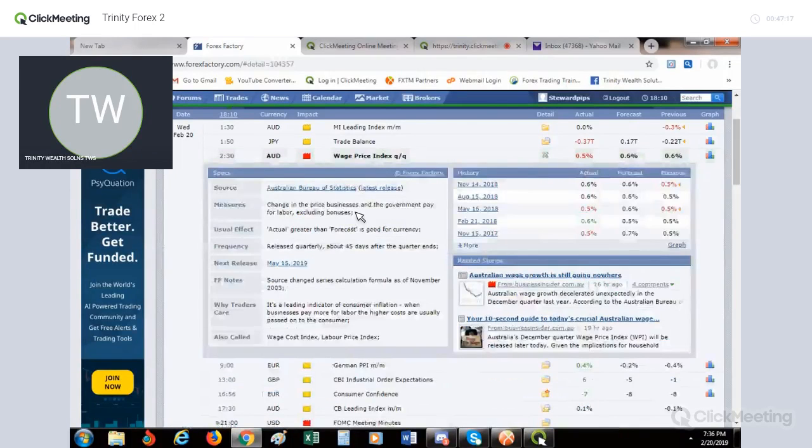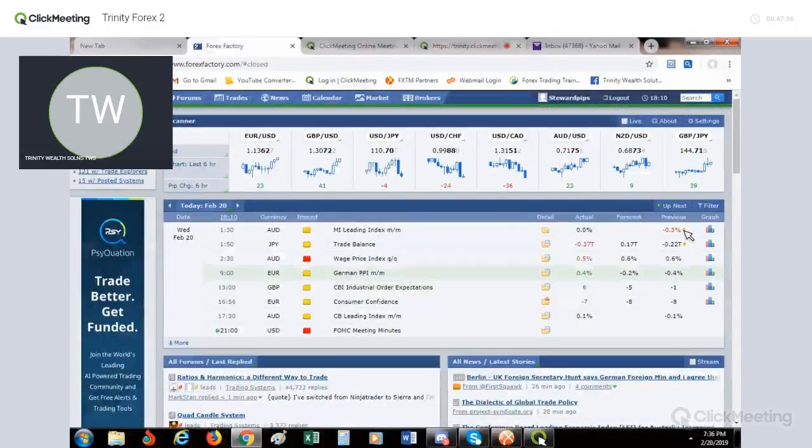We look at the wage price index. You just open it, it tells you the change in the price businesses and the government pay for labor, excluding bonuses. If the actual is greater than forecast, it's good for currency. It's released quarterly, about 5 days after the quarter ends. All right. So that's the details.